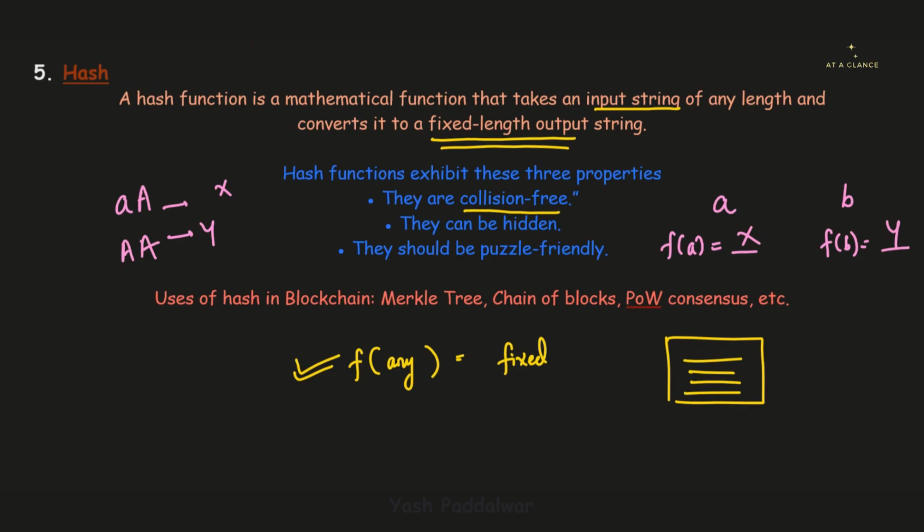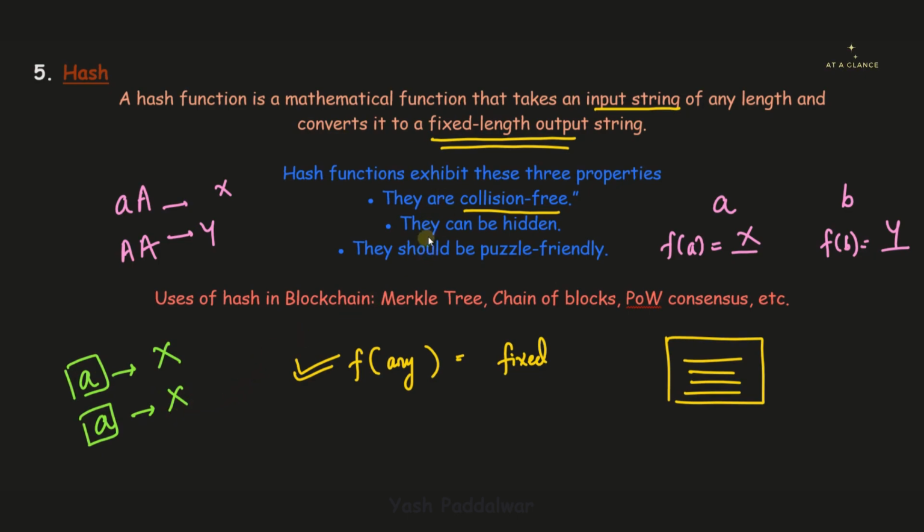One more thing to note: if I provide an input, let's say A, the first time to the hash function and it generates some output, and the second time I provide the same input A, it is going to generate the same output, because our input is the same.